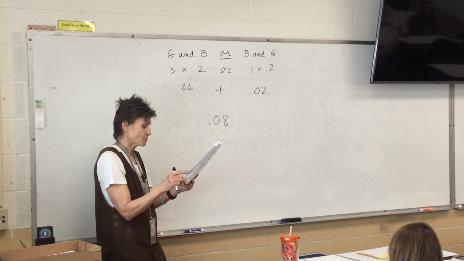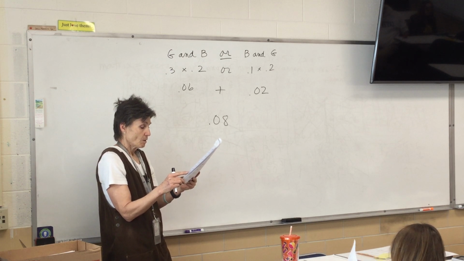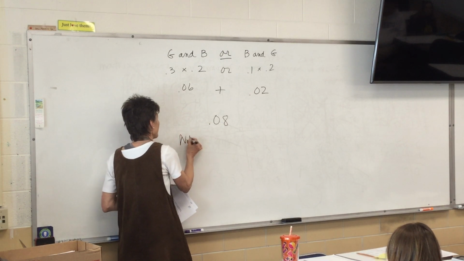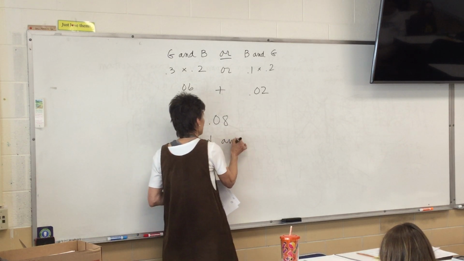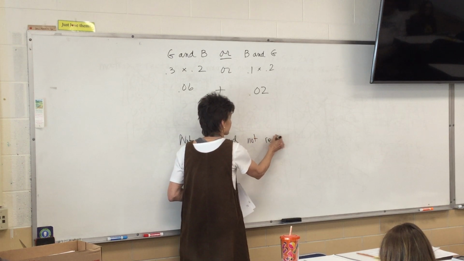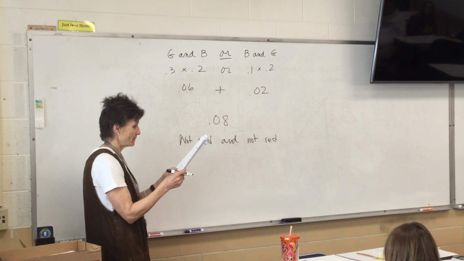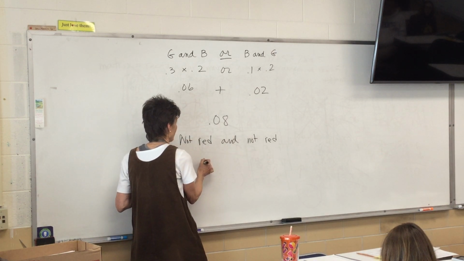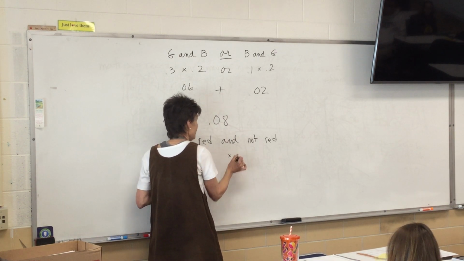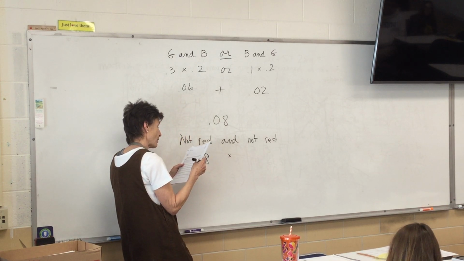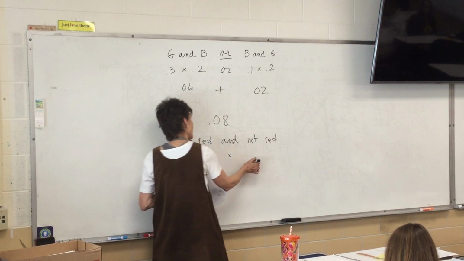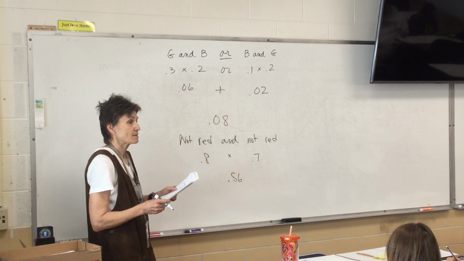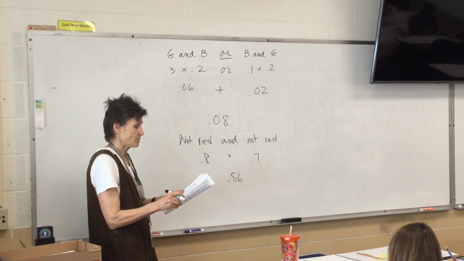If a candy is chosen from each bag, what is the probability that neither will be red? So I want not red and not red. Okay, what's the probability of not red from Maggie? 0.8. And, which means times, not red from Elizabeth would be 0.7. So the answer is 0.56. There's a 56% chance.